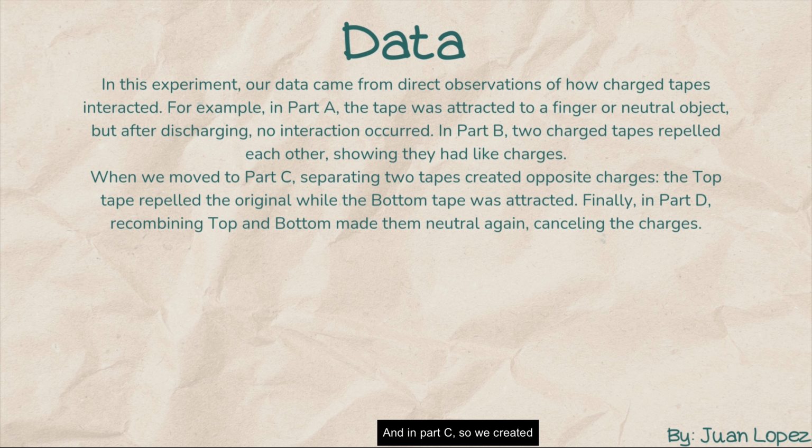And in part C, we created two new tapes, which we called top and bottom, and we peeled them apart. When we compared these to the original charged tape, the top tape repelled the original, while the bottom tape was attracted to it. And when we brought top and bottom together, they attracted each other, and this showed that separating the two created opposite charges, one positive and one negative, so their interactions were different depending on what they were tested against.